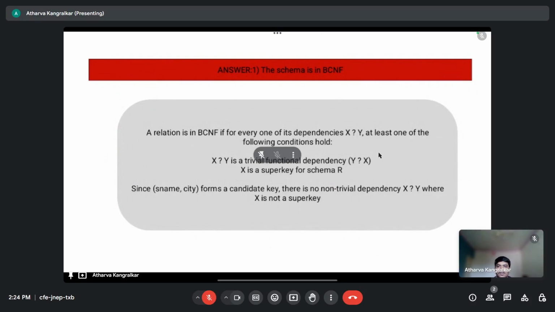A relation is in BCNF if for every one of the dependencies X to Y, at least one of the following conditions holds: X to Y is a trivial functional dependency, Y is a subset of X, or X is a super key for schema R. Since S name, city forms a candidate key, there is no non-trivial dependency X to Y where X is not a super key.